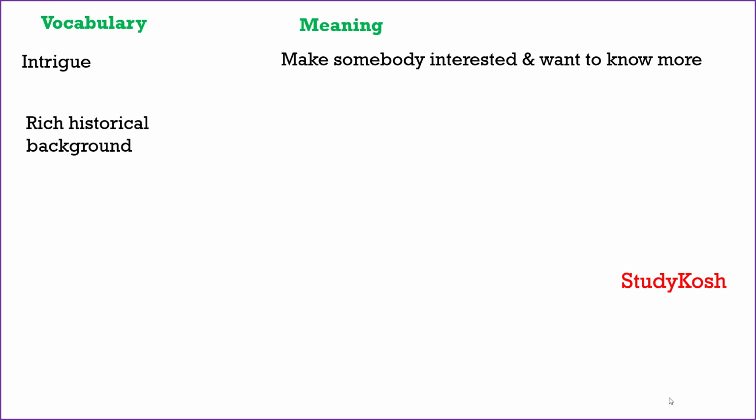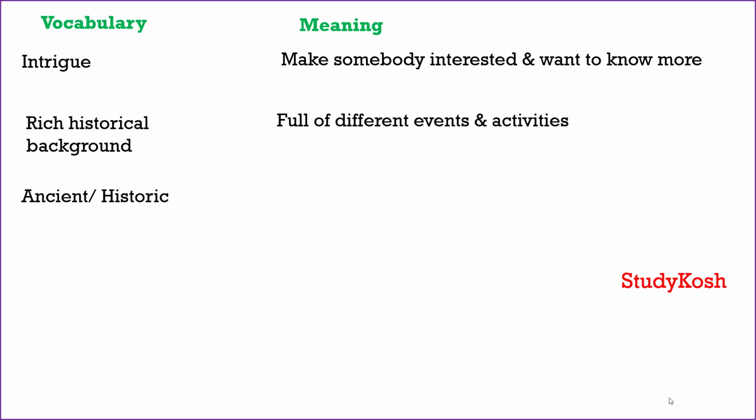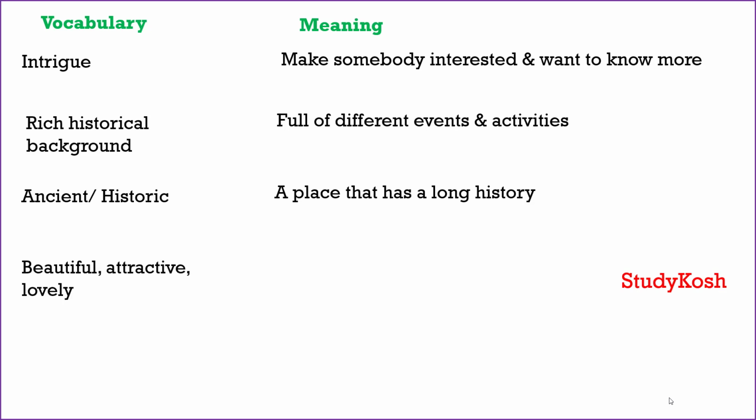The next word is rich historical background. It is not a word but an expression to justify that a particular place has a very vast history, full of different events and activities. Ancient or historic, what is the meaning of that? A place that has a long history, a place that was constructed a long time ago. You can use the word ancient or historic.